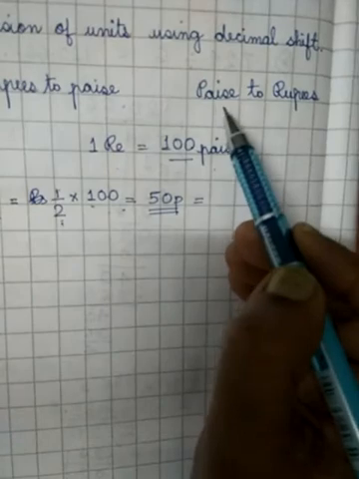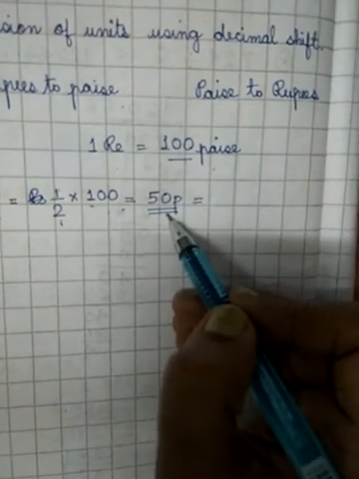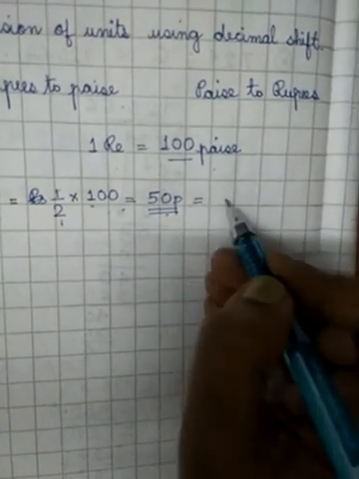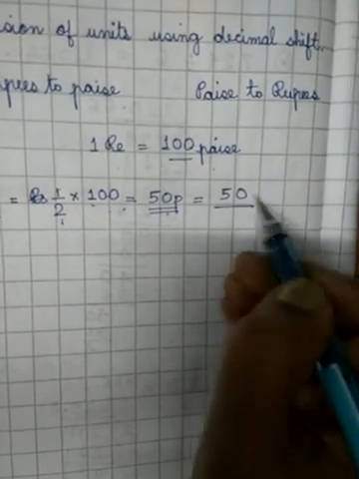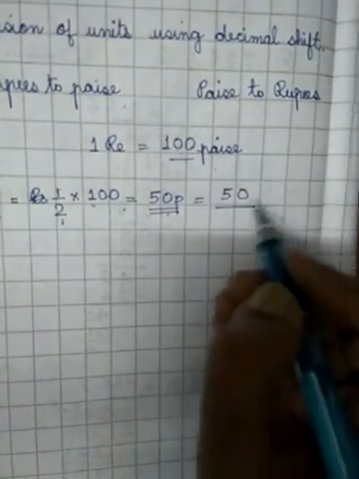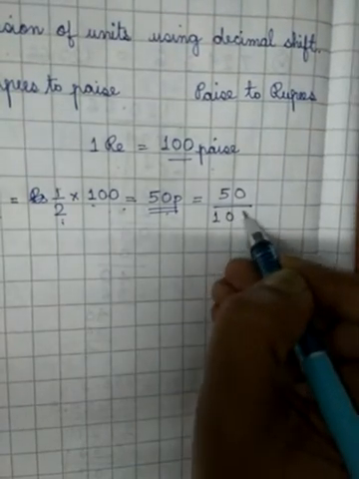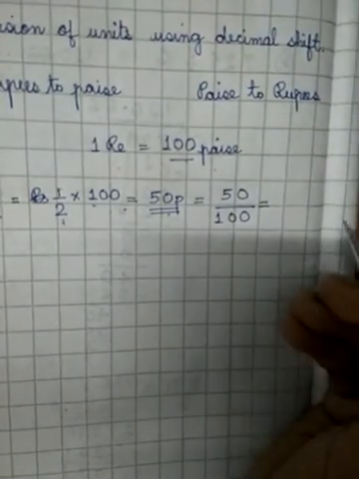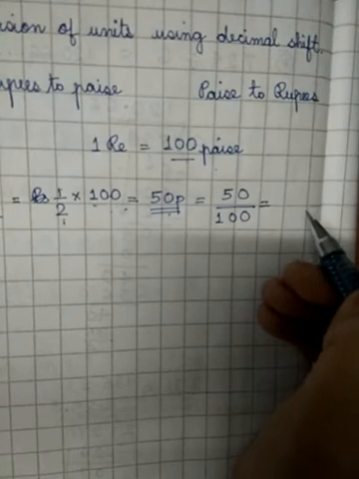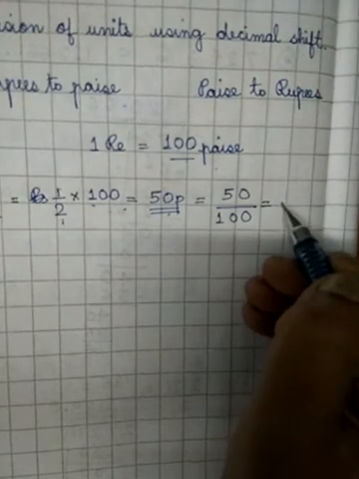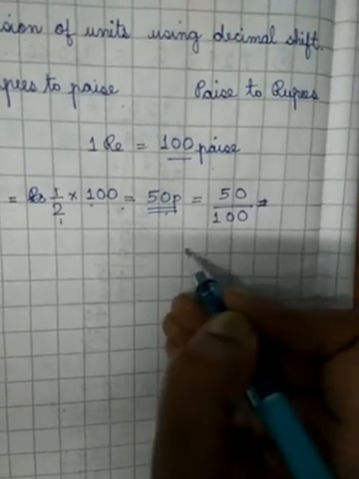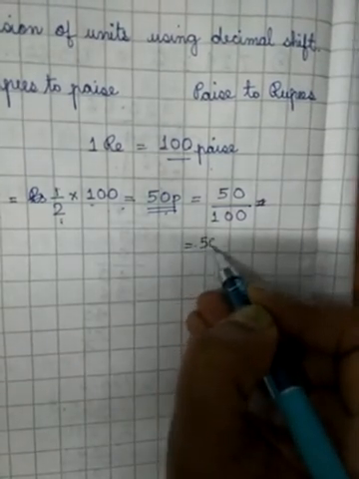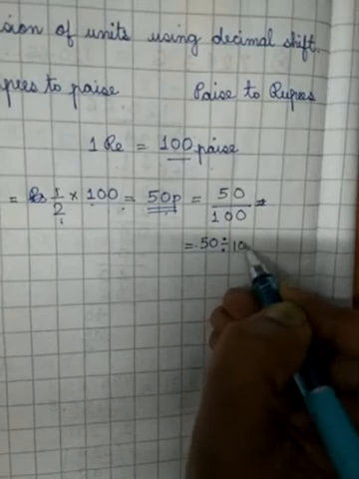Now you will convert this paise to rupee. So what you will do, you will write this 50 and what will you write? 2 zeros. 100. It is 50 divided by 100. So it is a decimal shift. Okay. So how to write the decimal shift? You can write this like this also. I'm writing here 50 by 100, which is 50 divided by 100.